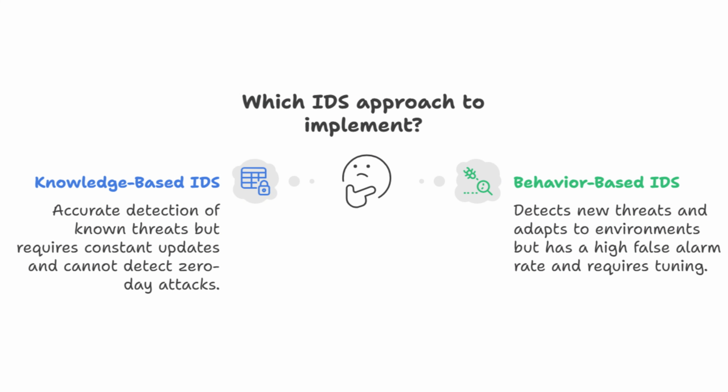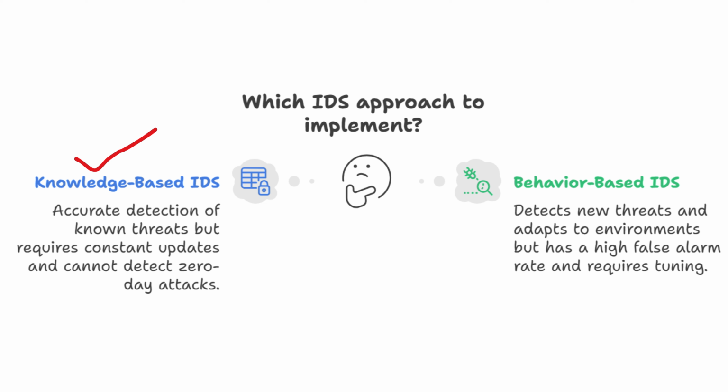There are also two different approaches to how IDS detect intrusions. Knowledge-based IDS, which is also known as signature-based IDS, works like antivirus software. It has a database of known attack signatures and alerts security teams when it finds a match. It is highly accurate because it only detects previously known threats.